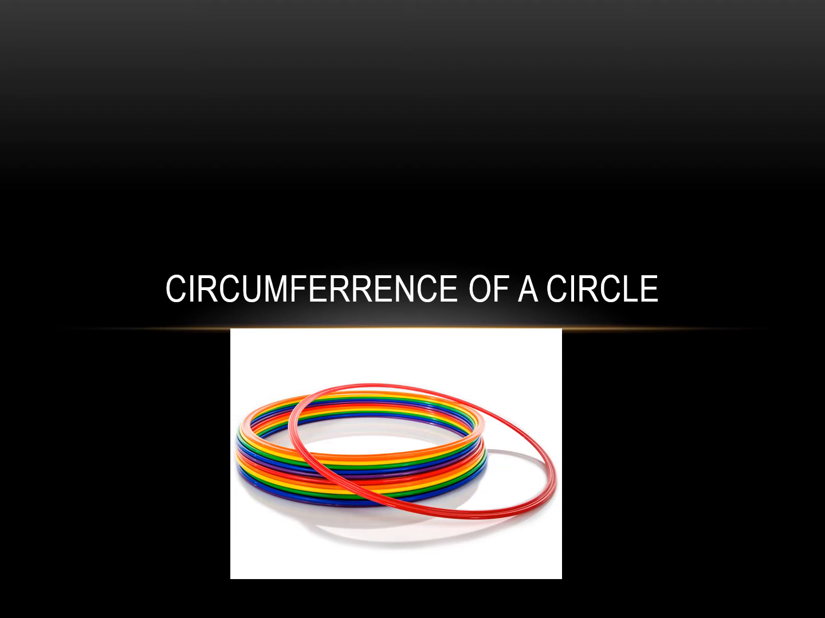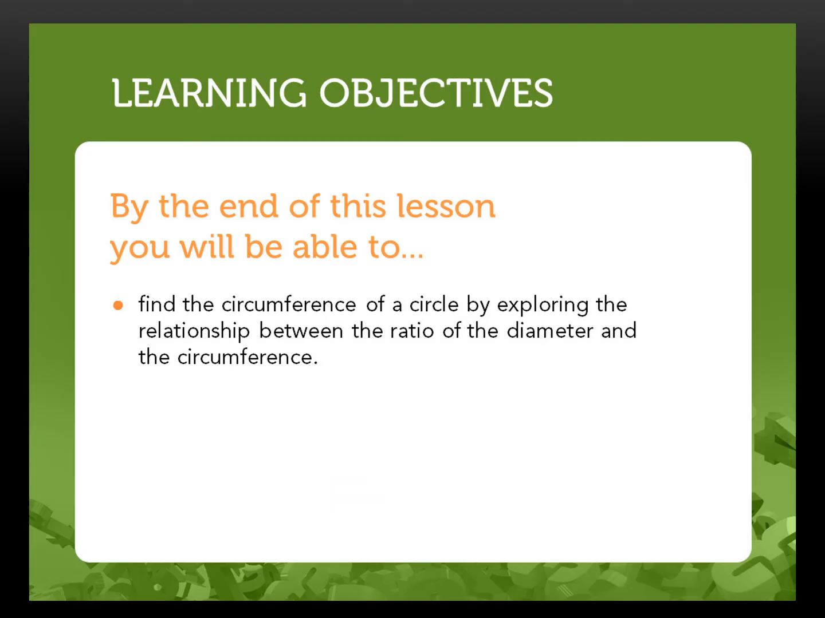So in the last class we have learned what is circumference of a circle. So let's begin. The learning objective is to find the circumference of a circle by exploring the relationship between the ratio of the diameter and the circumference. So we have already learned that the ratio of circumference and diameter is the constant called pi. So we are using pi to find the circumference of a circle.